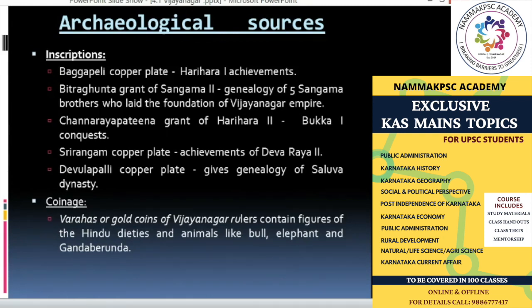Kampana Marappa. Kumara Kampana. Is it not the Bukka the second? The third? No, not that early.